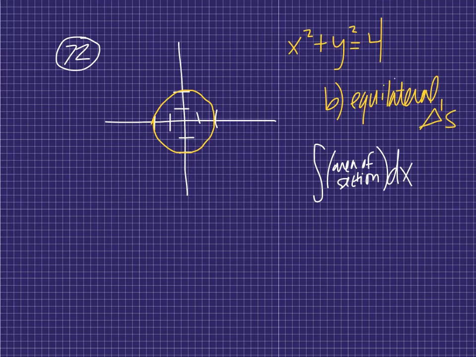With an equilateral triangle, I know the area is square root of 3 over 4 times the base squared, or the side squared. So I know I'm going to be doing the integral from negative 2 to 2 of square root of 3 over 4 base squared dx. I need to figure out what that base is, so I'll look back over at my picture.